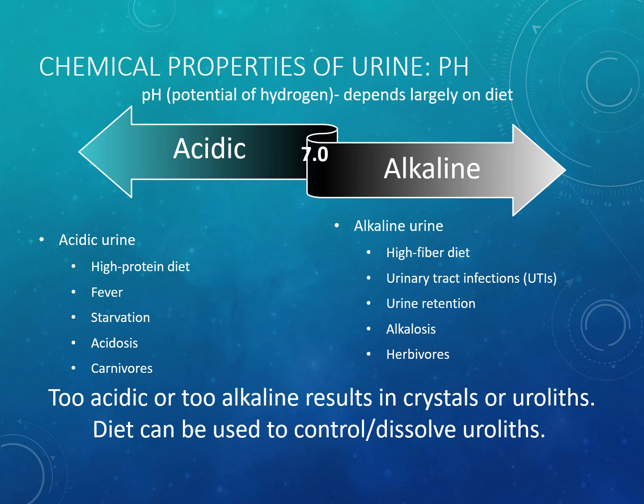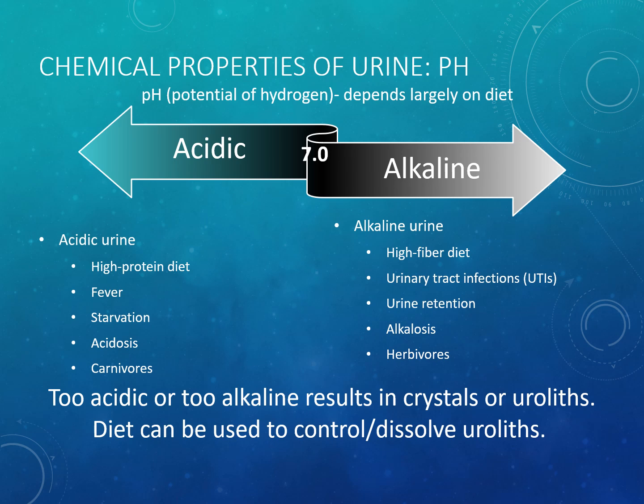The first property we're going to discuss on the reagent strip is the pH, which stands for the potential of hydrogen, and defines either the acidity or alkalinity of the urine. So the pH scale is 0 to 14. 7 is the pH of water. Anything below 7 is considered acidic, and anything above 7 is considered basic or alkaline.